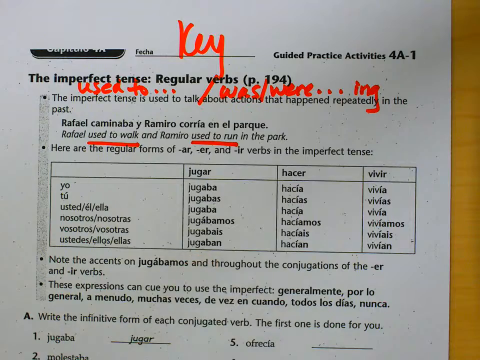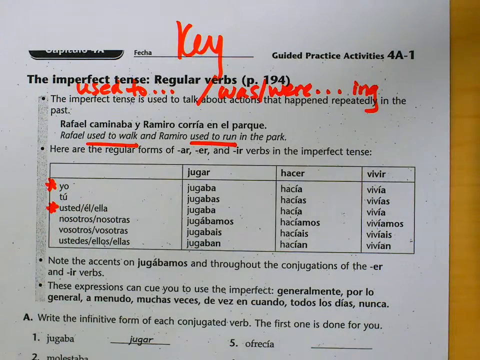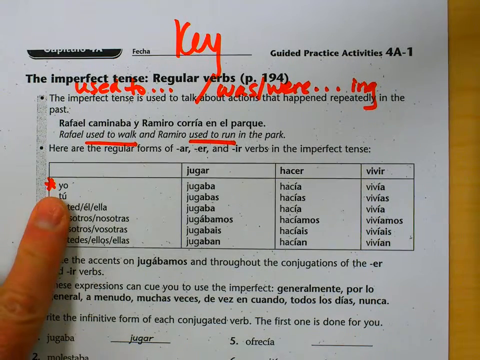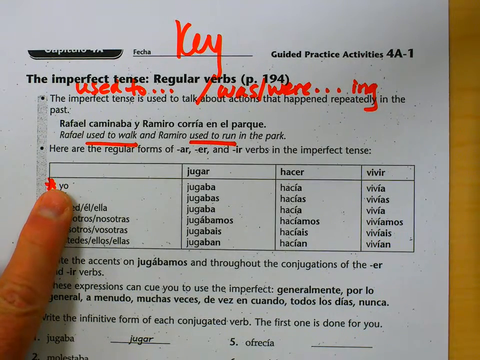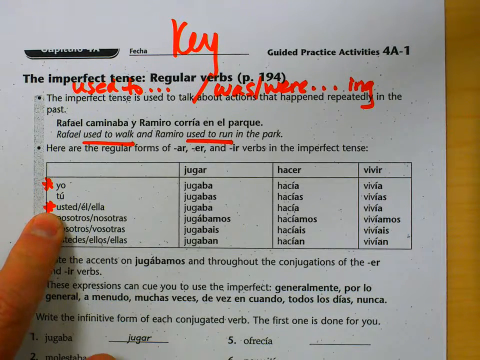Now you might be wondering why the yo form and why the él, ella, usted form are exactly the same. The answer to that is, in order to clarify who you're actually talking about, you got to make sure you put your subjects in. So if you're talking about I, you got to put yo in front of jugaba, because it could be he, she, or you. If you're talking about he, you got to say él jugaba, she, ella jugaba, you formal, usted jugaba. So make sure you put those subject pronouns in, because first and third person singular are the same.